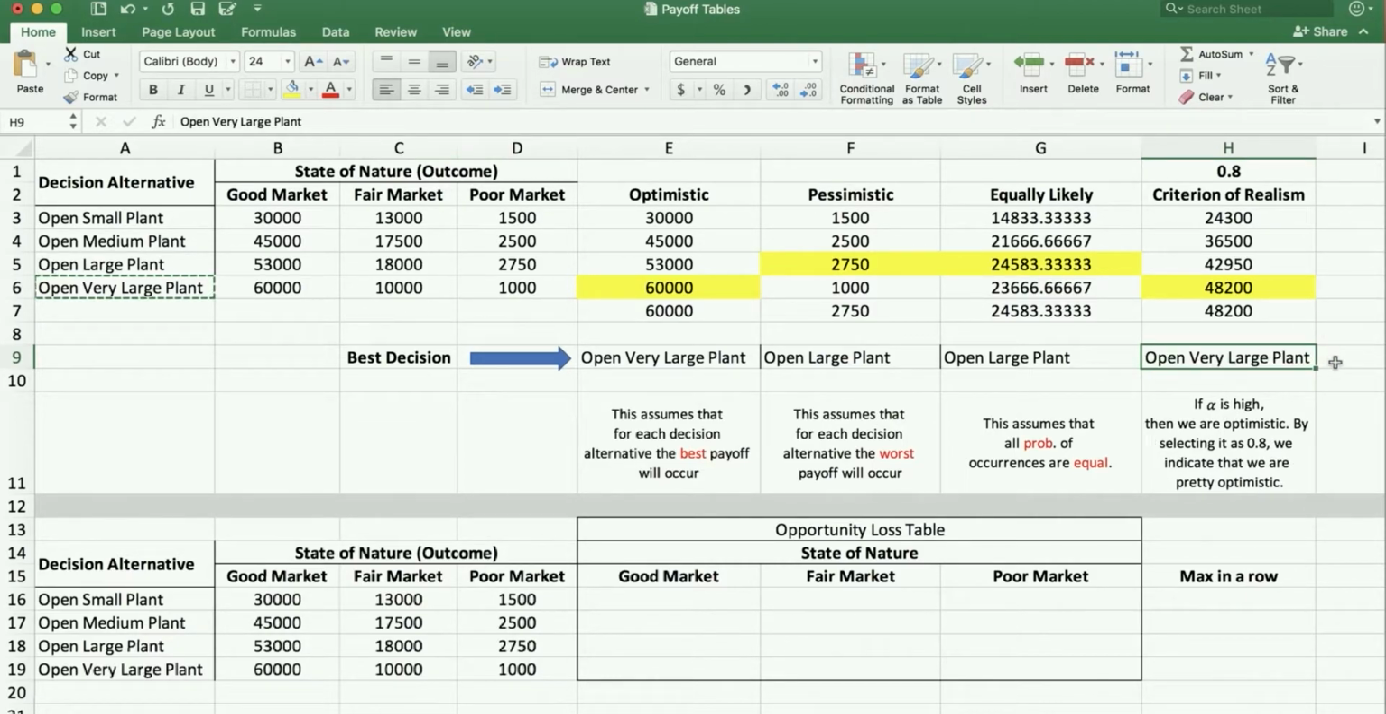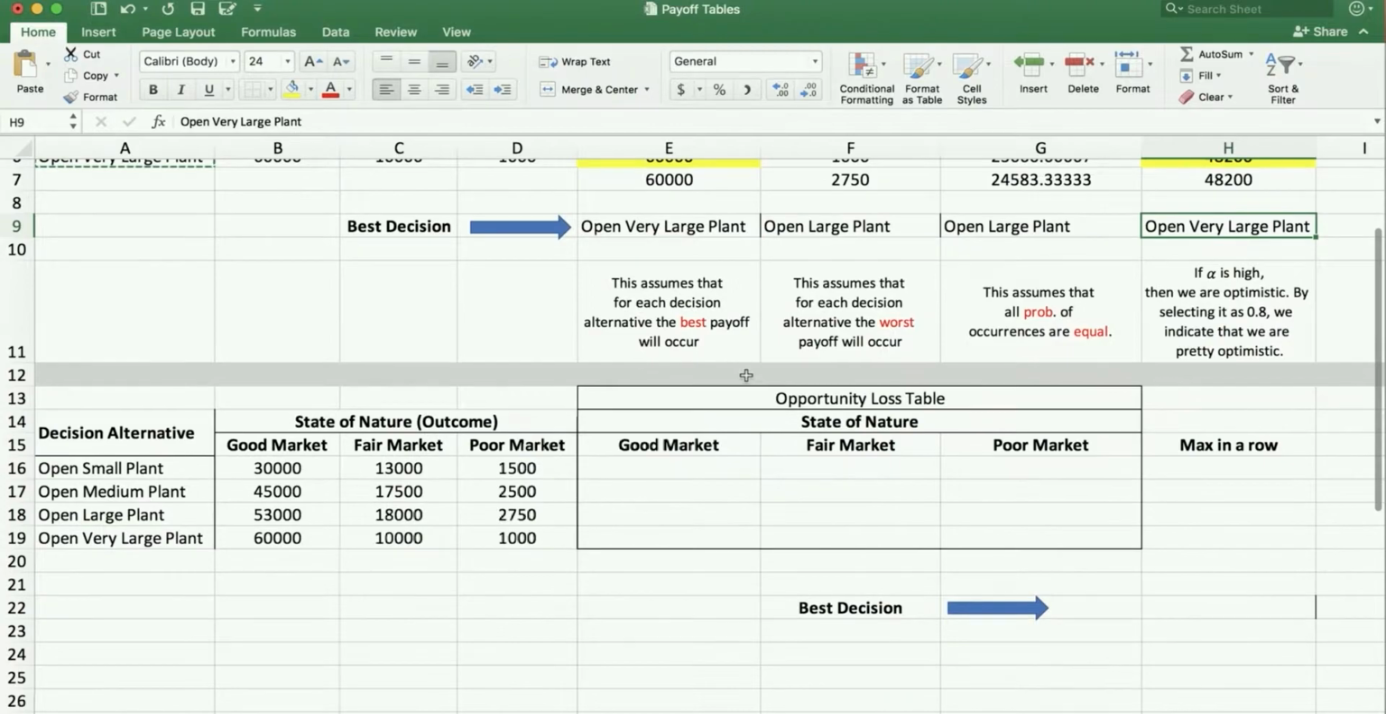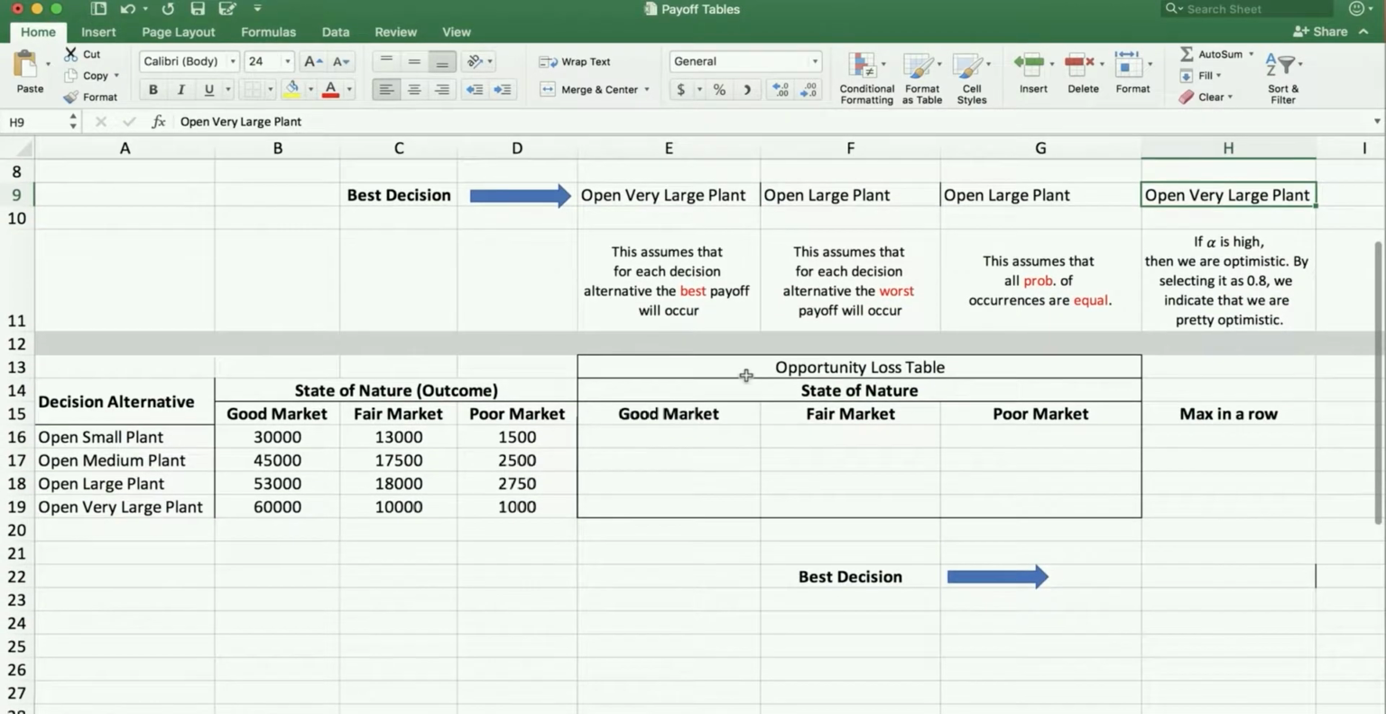Okay, so as you can see, the decision can vary from one method to another, so therefore it is up to the decision maker to decide which one to go with depending on the situation. The last approach that I'm going to talk about is the Minimax regret approach. The Minimax regret approach requires an additional step, which is creating an opportunity loss table or a regret table.